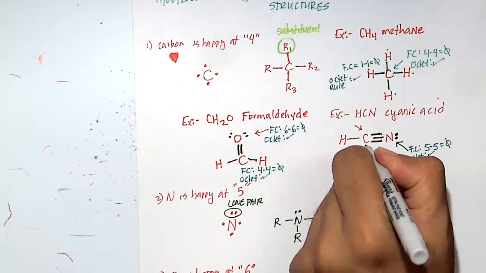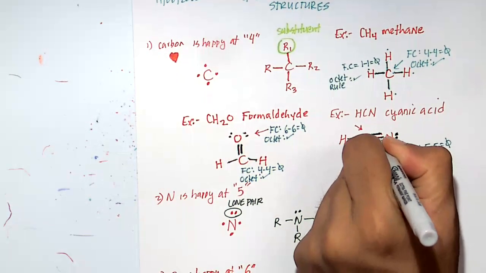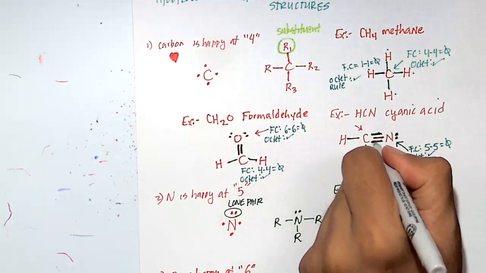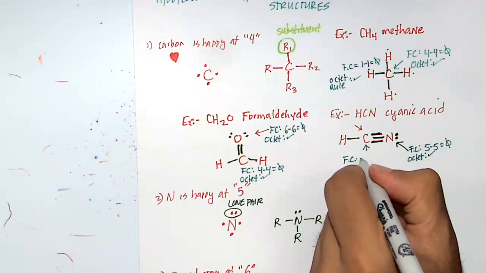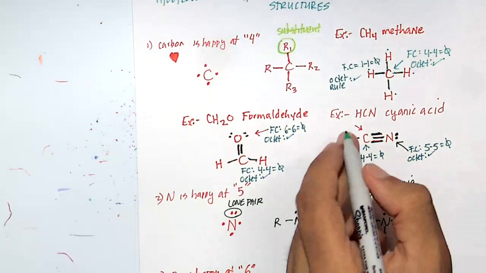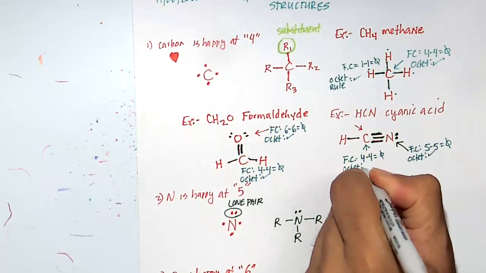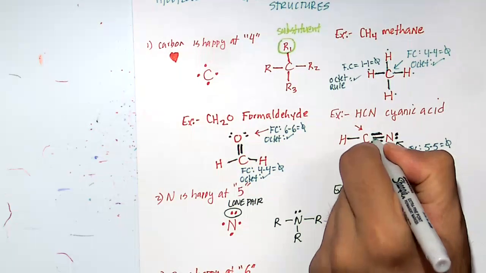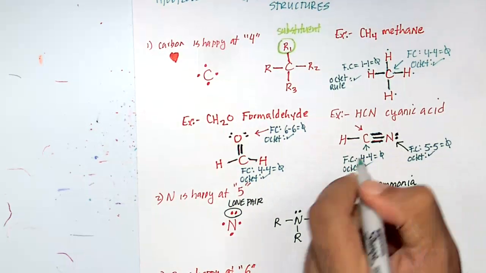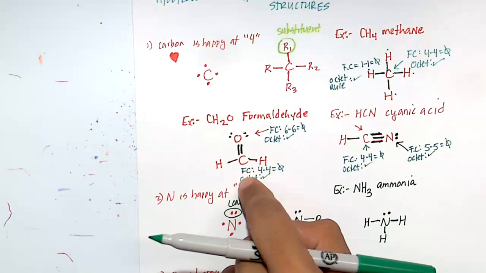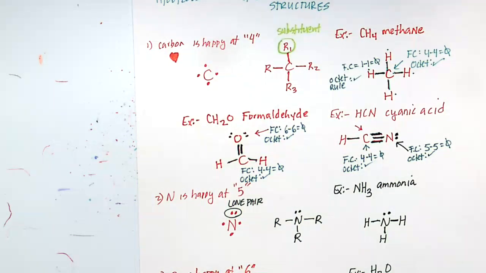Carbon. Okay, ready? Calculating formal charge now. 1, 2, 3, 4. Carbon happy at 4. 4 minus 4 is 0. Okay, let's look at the octet rule here. Count everything individually for this carbon. 1, 2, 3, 4, 5, 6, 7, 8. So these are all the best structures. This is the best structure of formaldehyde. This is the best structure of cyanic acid.